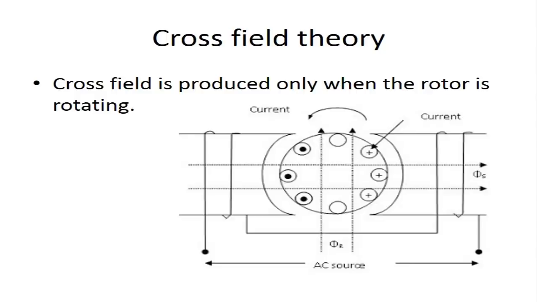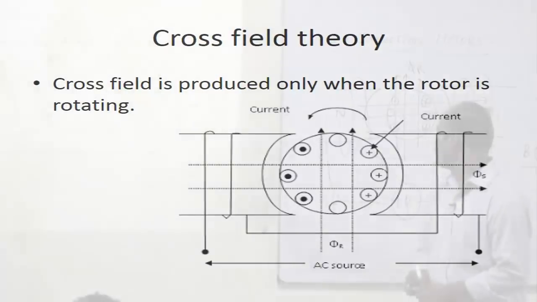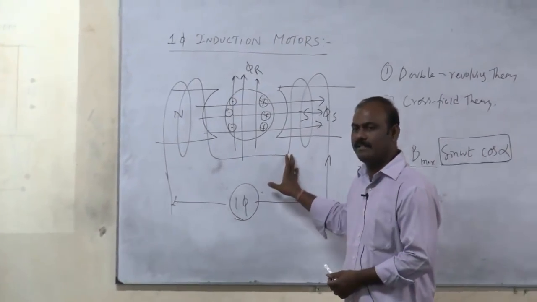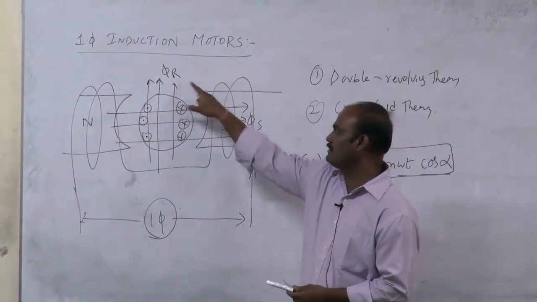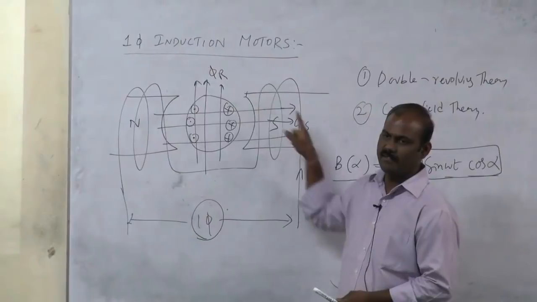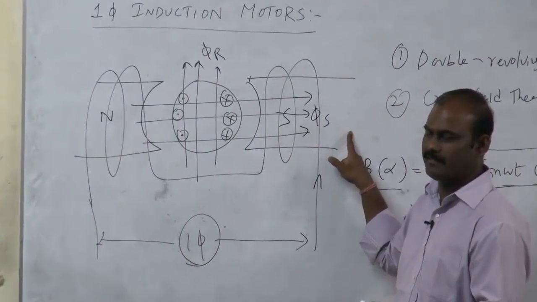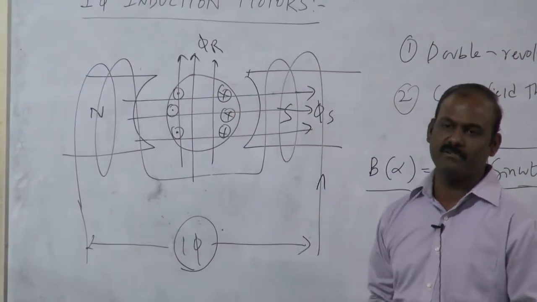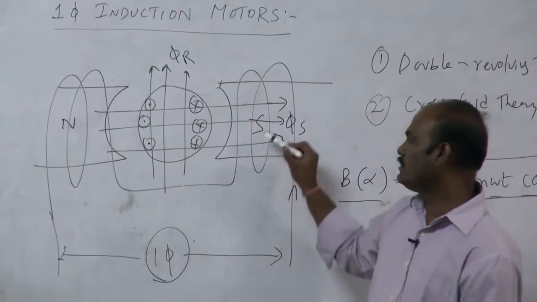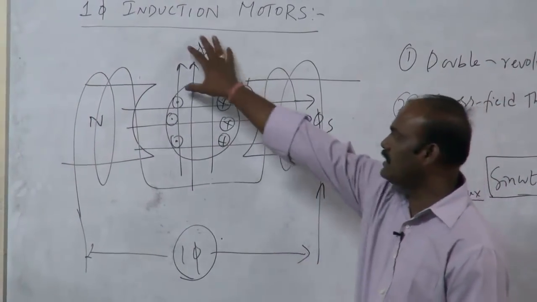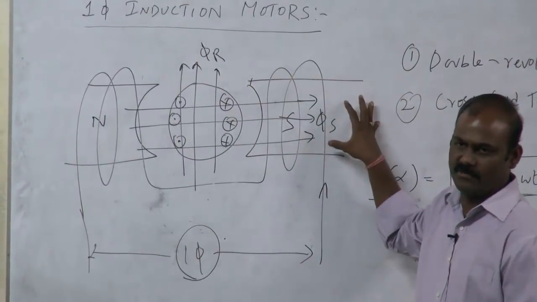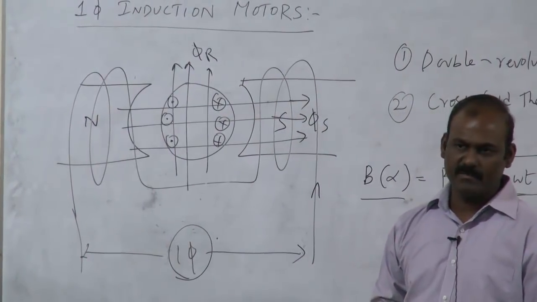Now, cross field. Cross field means whatever is explained here, right? So two fluxes are there, phi s and phi r. Phi s is due to the stator, phi r is due to the rotor. When these two fluxes are there, only then can the resultant flux be available. If one is absent, the resultant is phi s only, so no revolving field can be obtained.